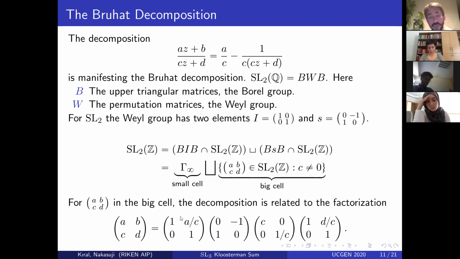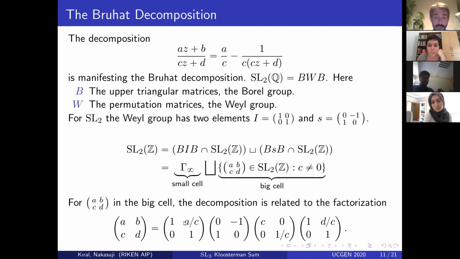So I start with a unipotent. B is the upper triangulars, but I can make them unipotent, so I can concentrate my diagonal here. Here it's very explicit. 1 A over C, 0, 1. So this is the unipotent. I have the W element, the S here, the diagonal element, and then another unipotent element. So this is an explicit version of the BWB decomposition, which is where the Kloosterman sum is coming from.